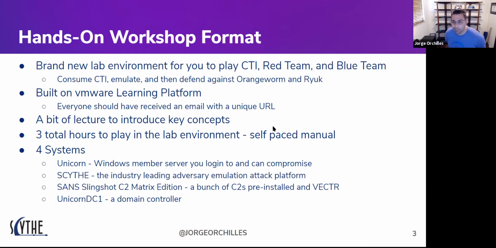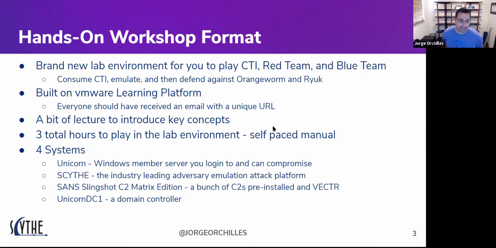One is Unicorn. If you know anything about Scythe, we are the unicorns. There's, again, the unicorn on the shirt. This is purple, even though the light looks blue. This is the purple shirt. We have a blue shirt and a red shirt. So that is going to be your console. You're going to log into that. It's a Windows member server, which means there's also a domain controller, just like in most organizations.